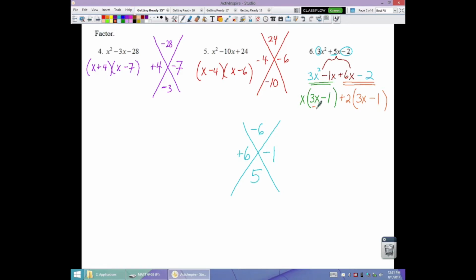The parentheses need to match, and they do. So one factor is 3x minus 1. The other factor comes from my two GCFs, so I put them together and get x plus 2.